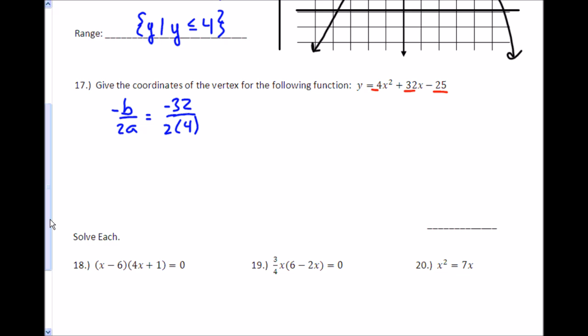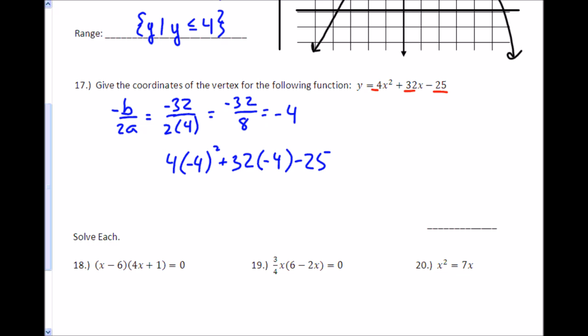So I'm just going to go ahead and plug it in. Oh, this one's going to work out okay for us. Negative 32 divided by 8 is a negative 4. And now I just have to plug that back in: 4 times the negative 4 squared plus 32 times the negative 4 minus 25. Whenever you plug this in, use parentheses. And it looks like I get a negative 89. So my vertex is negative 4, negative 89.